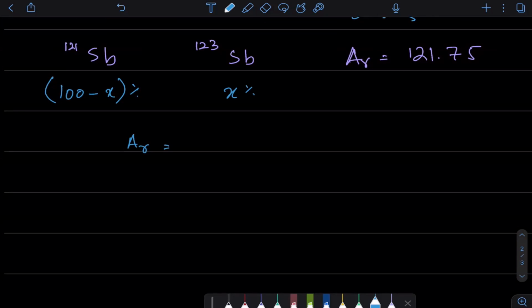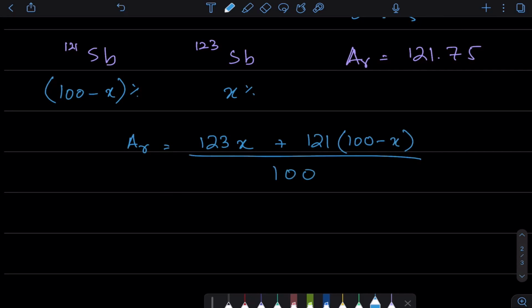AR is 123 times X percent plus 121 times (100 minus X) percent, divided by 100. So the AR value I already have is 121.75. Now I'll cross multiply this. So 12175 is equal to 123x.